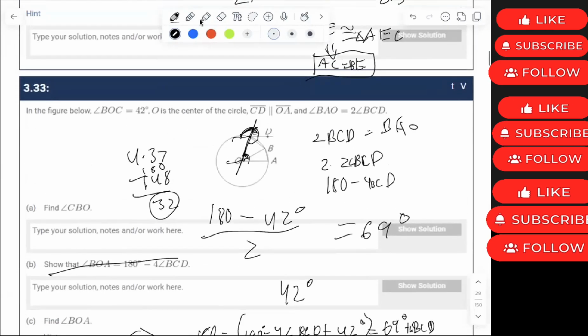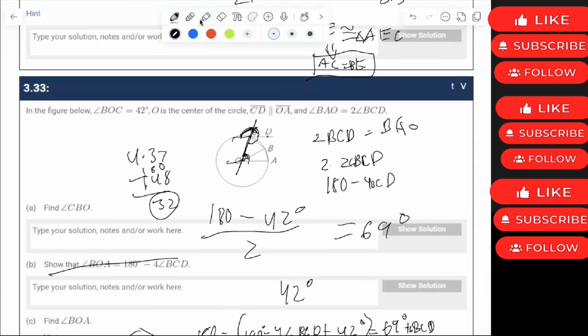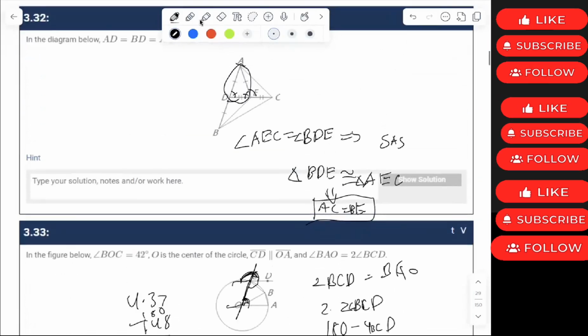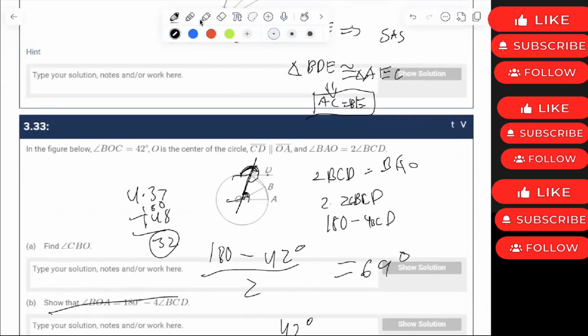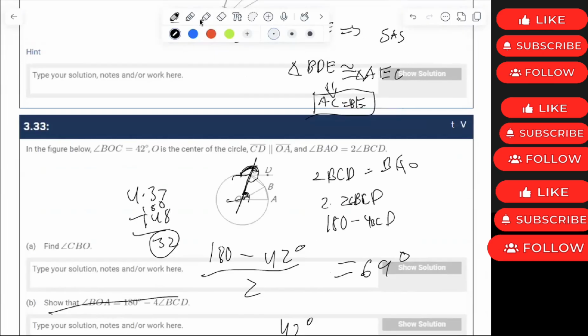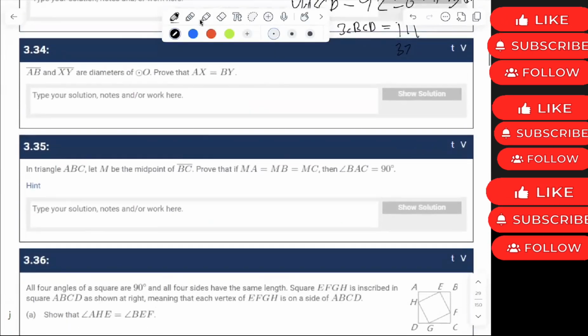So we want to find two things that are equal to one another. We want to compare two things. If we can't only have one x, we want to find two things such that we can make an equation out of it. That's the whole idea. Now let's move on to 3.34.